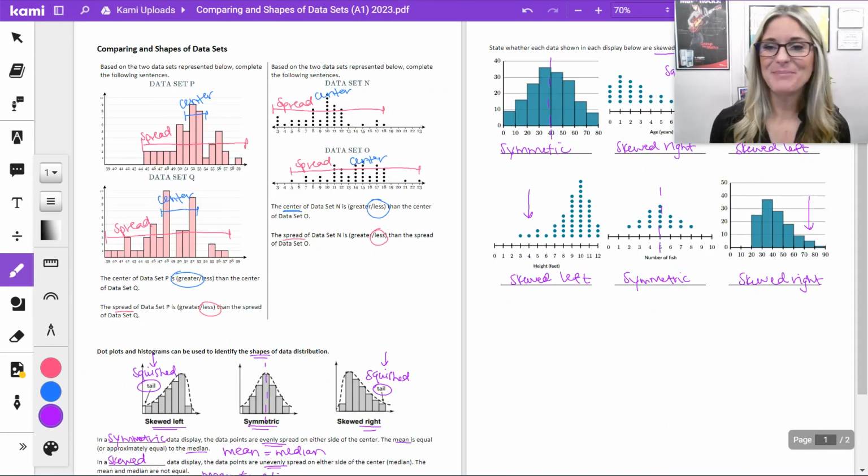So that's our lesson on comparing and the shapes of data sets. That completes our data display section of our notes. We're going to move on next to scatter plots.